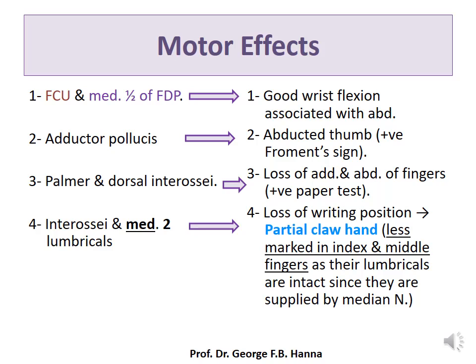This is called partial claw hand. Why is it claw hand? This is the opposite of the writing position. Why is it partial then? Because it is less marked in the index and the middle fingers. Why is that? Because the lumbricals of these fingers are normal, since they are supplied by the median nerve. So not all the fingers are affected. The claw hand is less marked in the index and middle fingers.